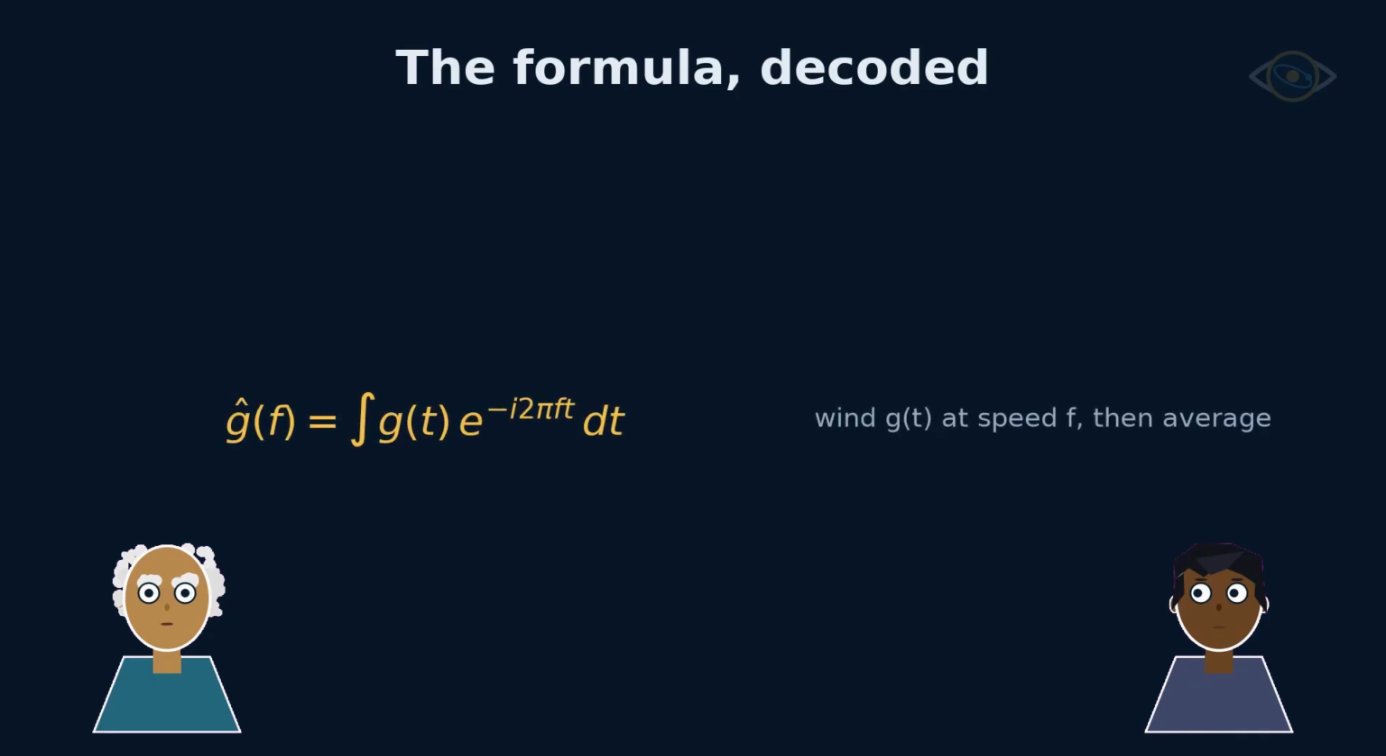Now, the famous formula is just a sentence. g(t) is the signal. e^(-i2πft) is the winding vector at speed f. The integral is the averaging, the center of mass. So ĝ(f) is literally how far out did the center of mass swing when we wound at speed f. The scary integral is just our red dot. That's the whole transform. Every symbol you were once told to memorize is a piece of the machine you just watched run.